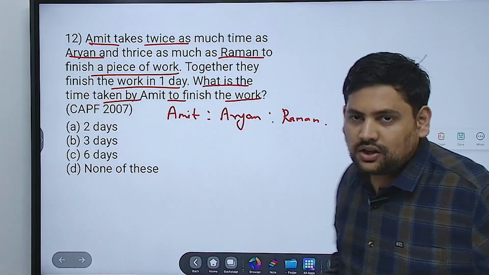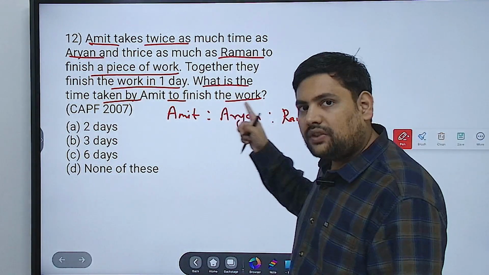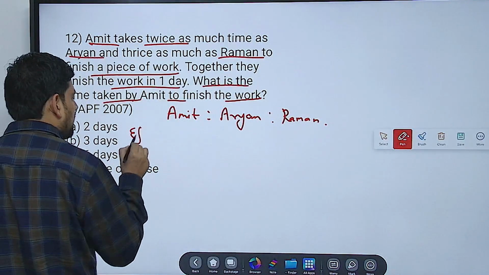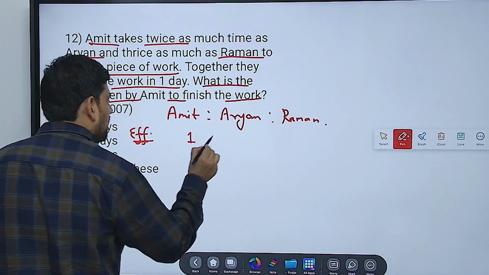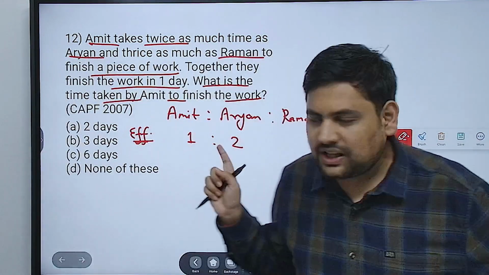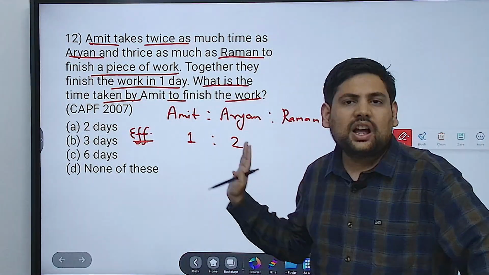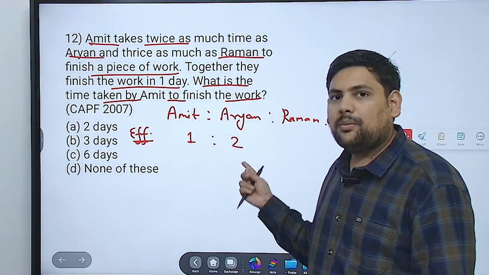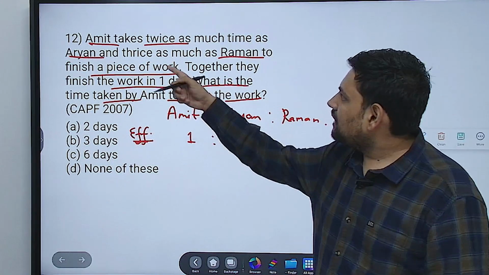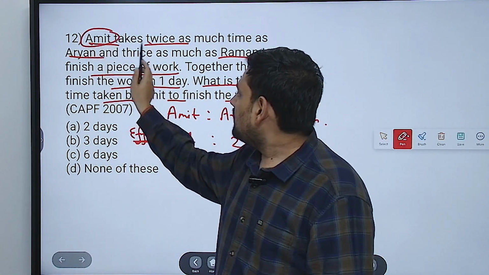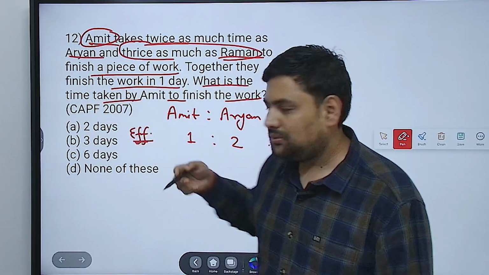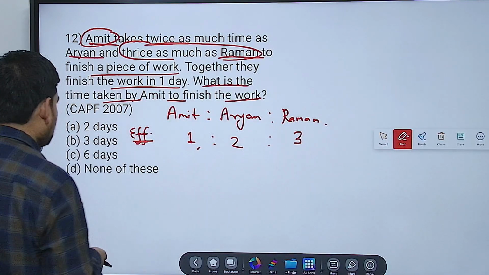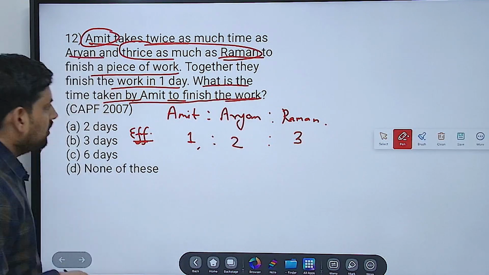Now, the question is fairly simple. If Amit is taking twice the time as Aryan takes to finish a work, that means the ratio of their efficiency will be 1:2. If he is taking twice the time, that means he is half as efficient. Or if Aryan is taking half the time that Amit takes, it means he is double efficient. Similarly, it is also given that Amit takes thrice as much time as Raman. That means Raman is 3 times more efficient than Amit. Now it is asked, what is the time taken by Amit to finish the work?